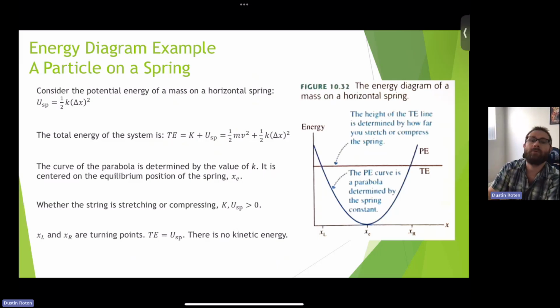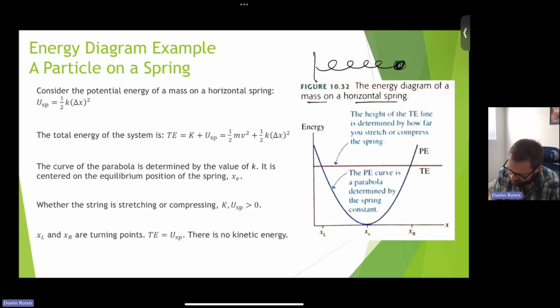Okay, so that's the idea of just the energy diagram in free fall. So let's do another example where we're looking at an energy diagram of a particle on a spring. Okay, so this is going to be a particle or a mass on a horizontal spring. We're thinking about something like this, and maybe it's connected to a wall. Now this mass is free to move left and right. Now let's consider the energy of this mass on the spring. So we know that the potential energy of the spring is going to be 1/2 k delta x squared. This is a potential energy because it's based on position.